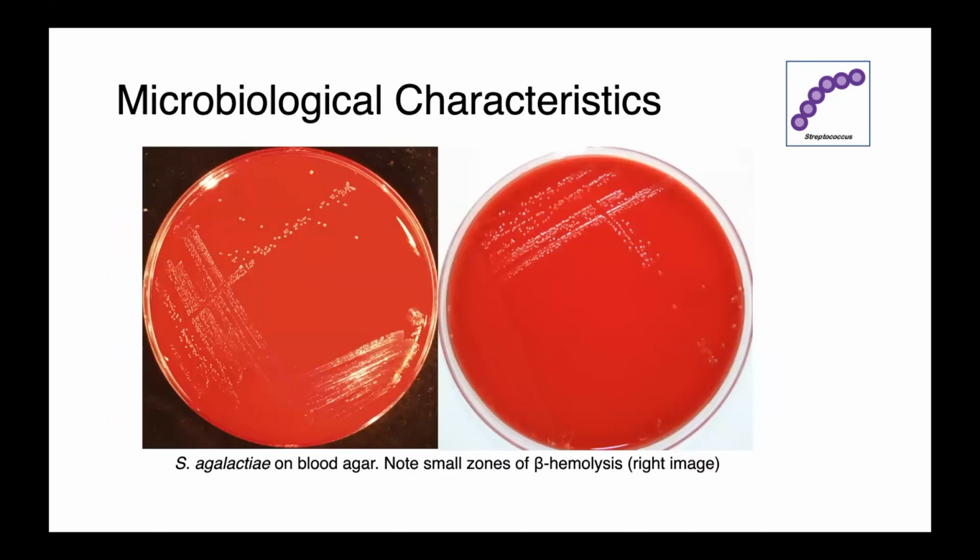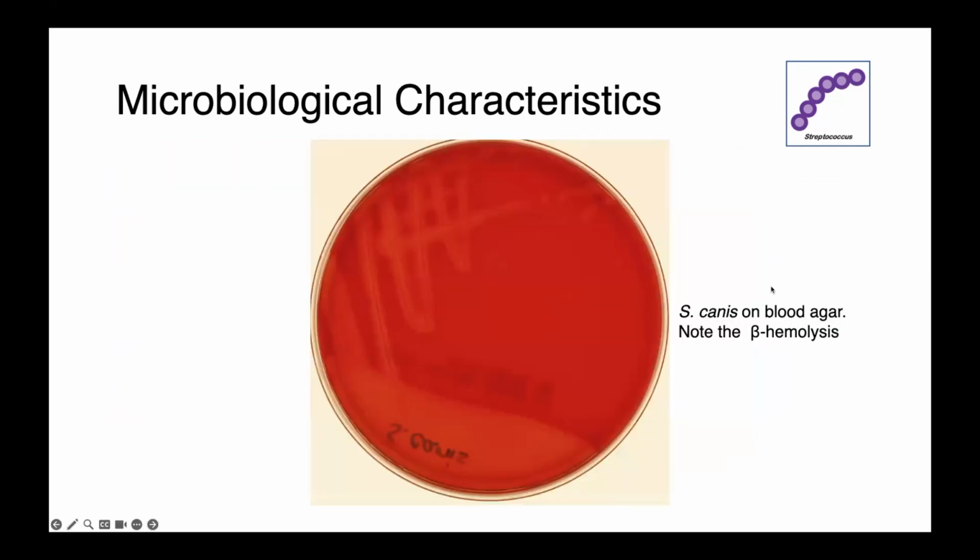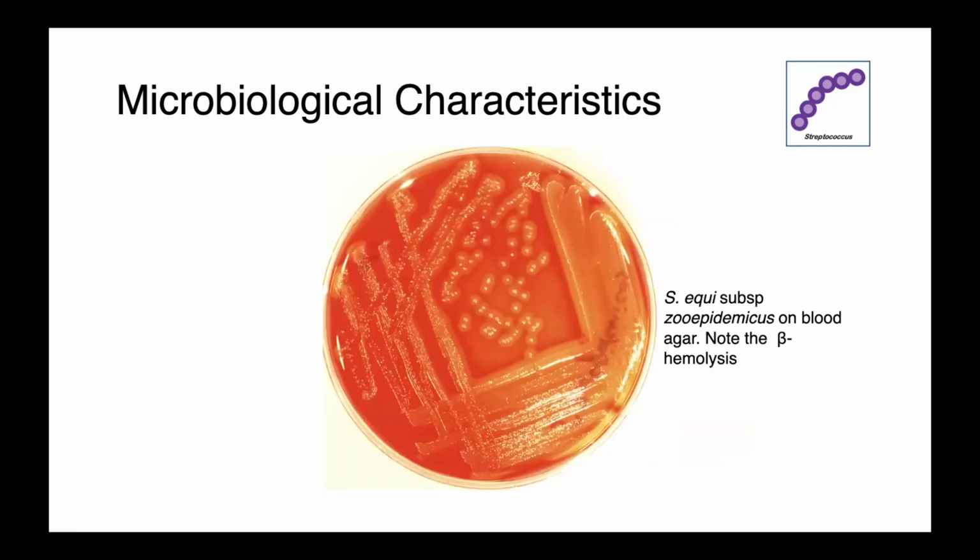Here we have a culture of Streptococcus agalactiae on blood agar. On the right-hand side, I think you can appreciate a small zone of beta hemolysis surrounding the colonies. Here we have a strep canis with a much brighter zone of beta hemolysis. And finally, a strep equi subspecies zooepidemicus with very pronounced and obvious beta hemolysis.